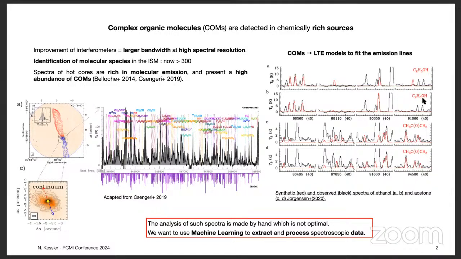Here we have two examples, ethanol and acetone. For the first species, we have quite strong emission with unblended lines, so the fitting can be quite straightforward. But that's not the case for acetone, where the signal is much weaker and we have blended lines. So it can be much more difficult, and we have to do iterative fitting for each of the molecules, and it can take a lot of time when we have very rich spectra. That's why we want to automate this kind of molecular detection and information extraction using machine learning.